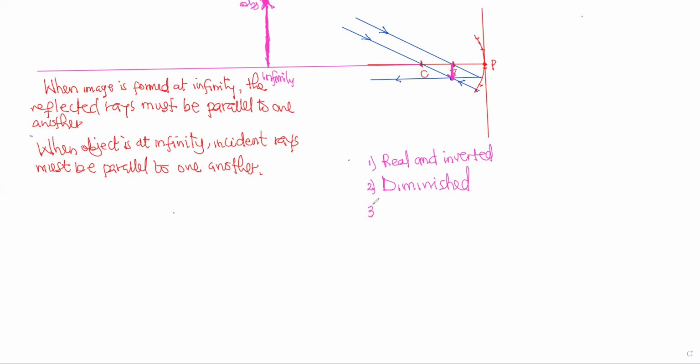And what is the final observation? The image is exactly formed at the focal point. Exactly. So the image is formed at F.